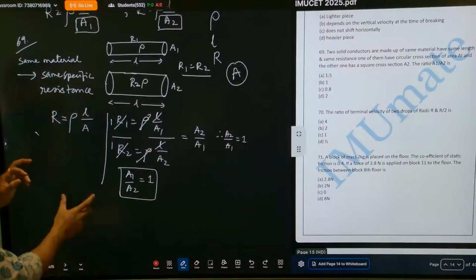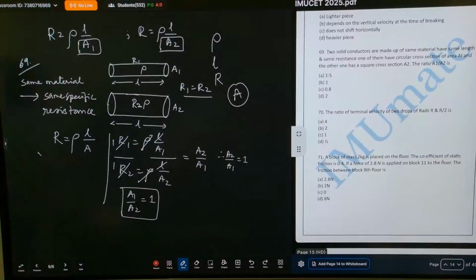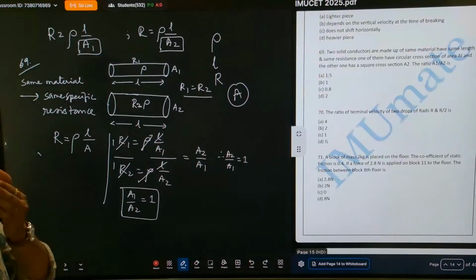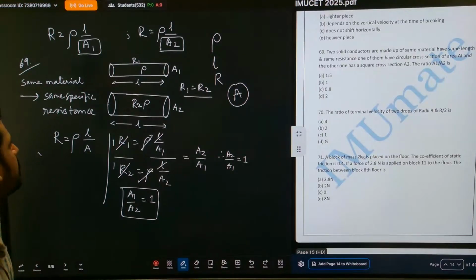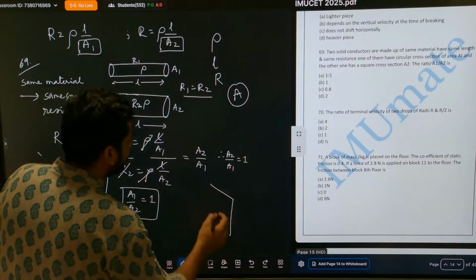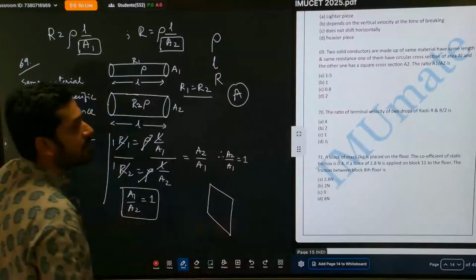Now ask the question. Let me see the online also. Ask me, please ask. Sir, there is written that the other one has a square cross section of it. What does it mean? Square cross section means a cross section that looks like a square.